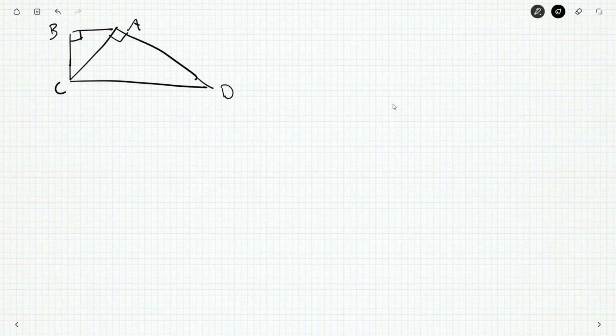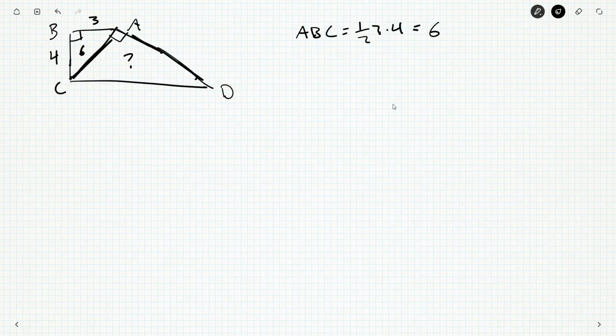Now, if I want the area, so I got 3 here, I got 4 here. Area of ABC is 1/2 base times height, but when it's right-angled, the 2 legs are the base and the height. So this is going to be an area of 6. Okay, so 6 here, and then what's left here? We'll just add the 2 together, right? But I don't have either of these 2 legs here, so I can't do base times height. But what I can do is I can calculate AC.